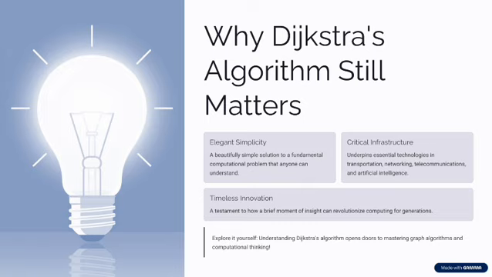Why does Dijkstra's algorithm still matter? Because of its elegant simplicity. Dijkstra's algorithm solves the shortest path problem using a clear step-by-step approach. It's easy enough for students and beginners to grasp, yet powerful enough for complex systems. Next is critical infrastructure. It is not just academic, it powers real world systems like transportation, networking, telecommunications, and artificial intelligence.